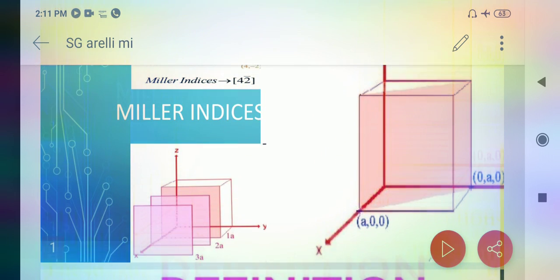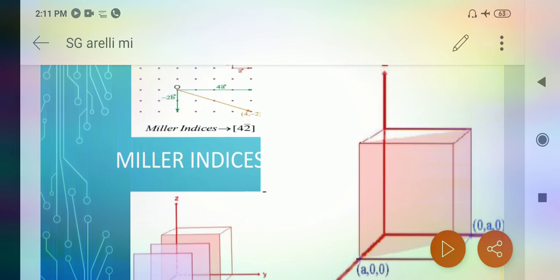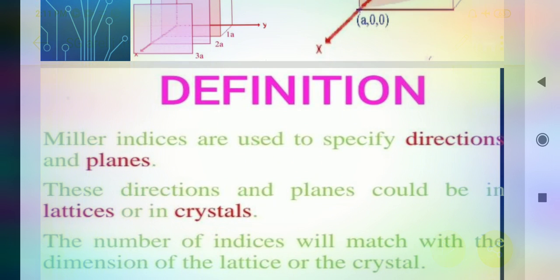Welcome to today's session about Miller indices. What is that? Miller indices. Let's see the definition of Miller indices. Miller indices are used to specify directions and planes. They are used to specify directions and planes of lattices and crystals.